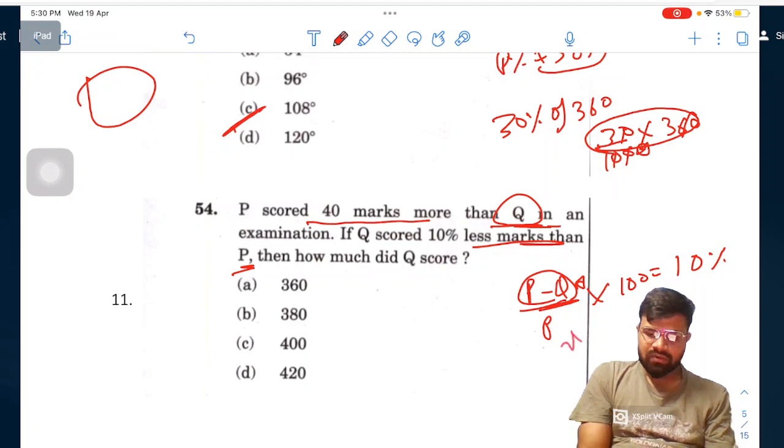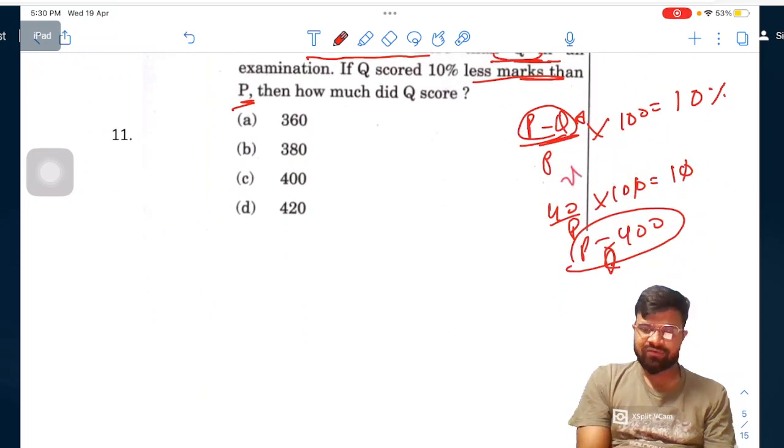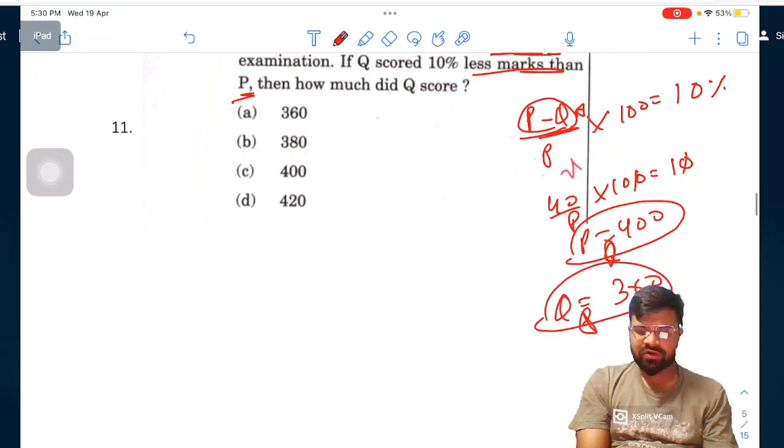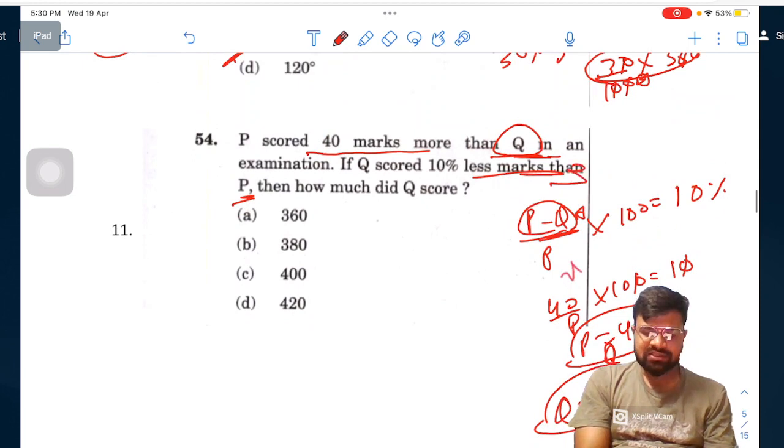And P minus Q is given as 40. So 40 by P into 100 is equal to 10. So we get that P is equal to 400. Q will become 360 when you subtract 40. So see, with more than and less than, the base is determined.